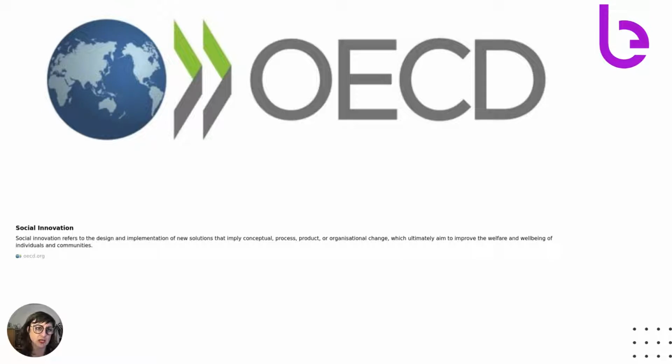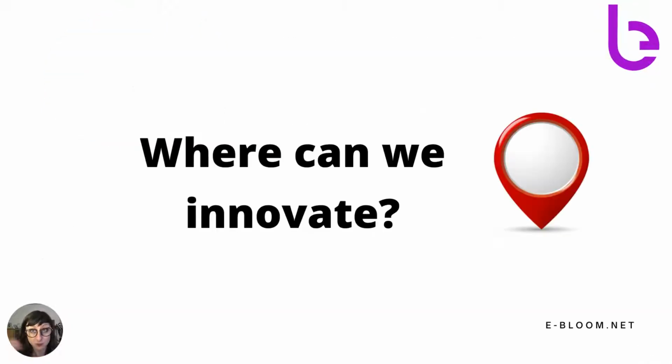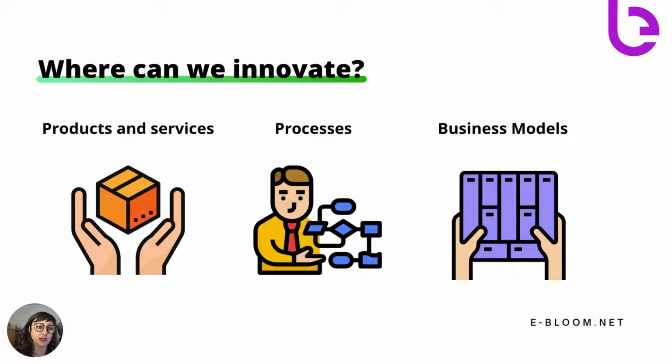We want to train the future leaders to have the right mindset, to be innovative, and to care about people and environment first, rather than growth, like we always learn in the business schools. No? So where and how can we innovate? We can innovate in products and services, in processes and business models. The truth is, like 90% of the organizations, they innovate in products and services.